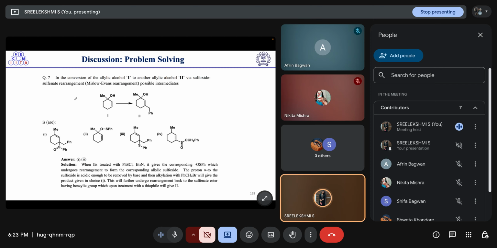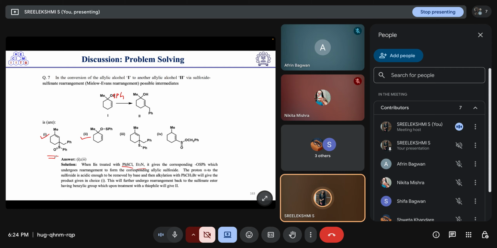So here the correct answer can be options 1 and 2. Both are the possible intermediates. What will happen first is, when we treat this with PhSCl and triethylamine, it will form the corresponding OSPh here. Then that can undergo this sulfoxide sulfinate rearrangement. So this is basically in the sulfinate form. Now this can undergo rearrangement into the corresponding sulfoxide. So that is this one.